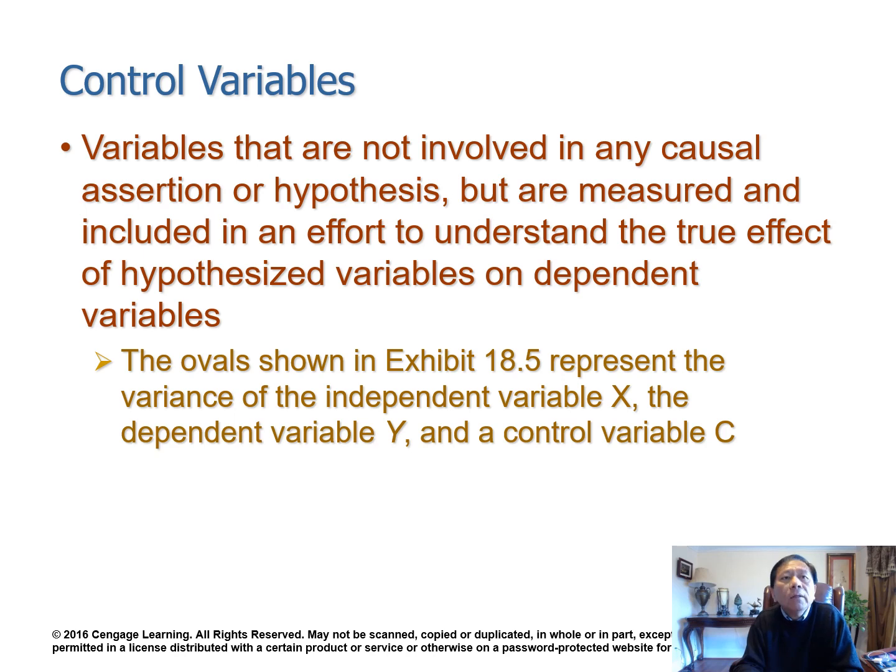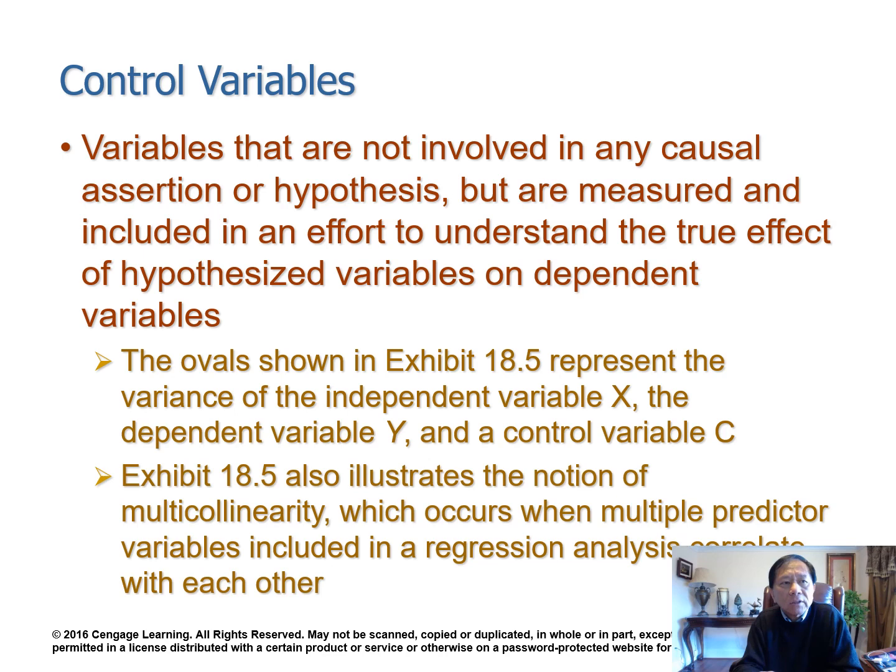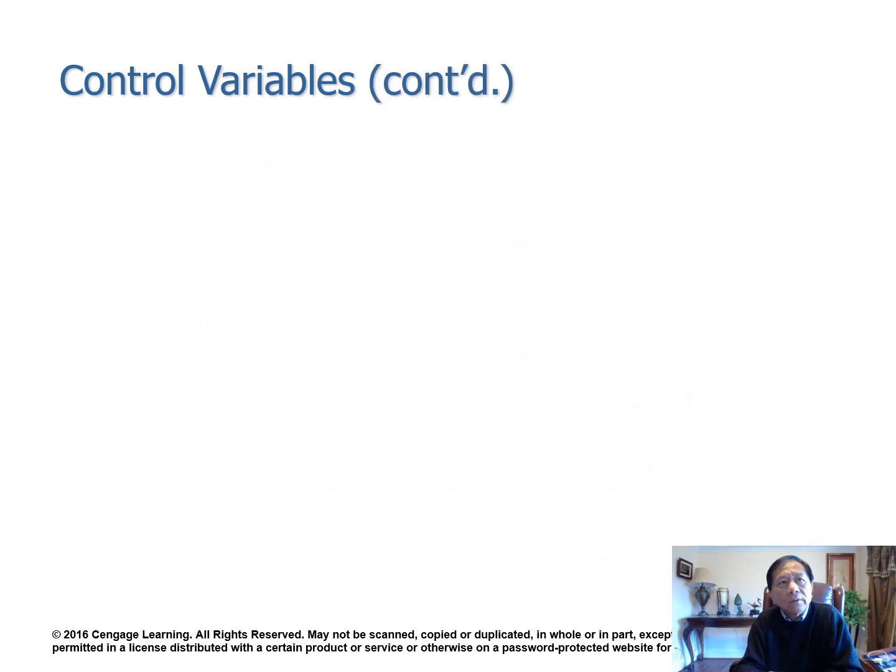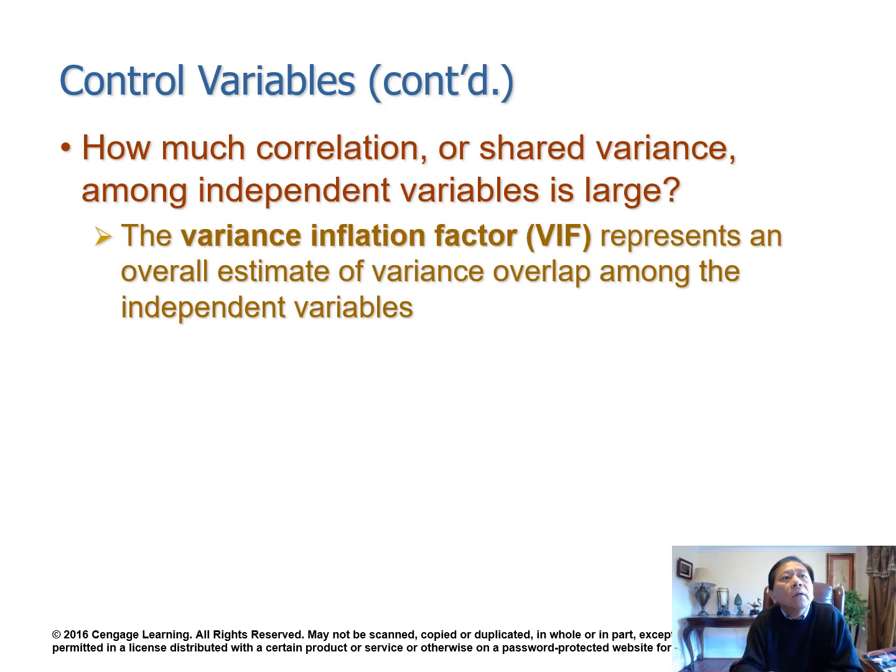The oval shown in the next exhibit represents the variance of the independent variable x, the dependent variable y, and the control variable c. It also illustrates the notion of multicollinearity, which occurs when multiple predictor variables included in the regression analysis correlate with each other. How much correlation or shared variance among independent variables is too large?